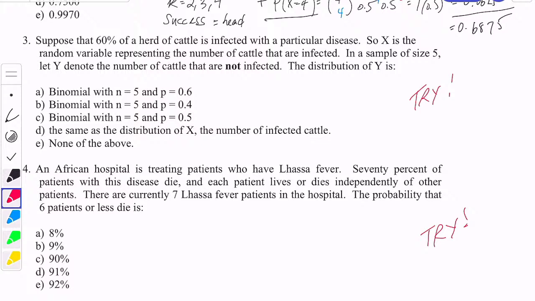Okay, let's look. Suppose that 60% of a herd of cattle is infected with a disease. So X is the random variable representing the number of cattle that are infected. In a sample of size 5, let Y denote the number of cattle that are not infected. So what is Y's distribution? Is it binomial? Well, yes, because I could find n and p, and Y is the total number of not infected cattle out of 5, right? So which p would it be? If infected is 60%, then not infected is the complement. It's 0.4.